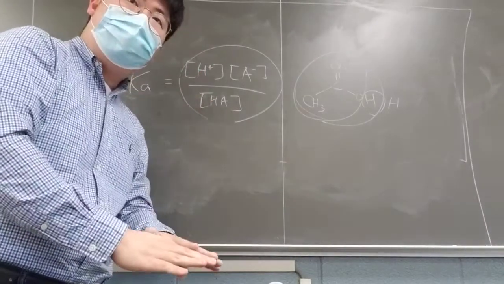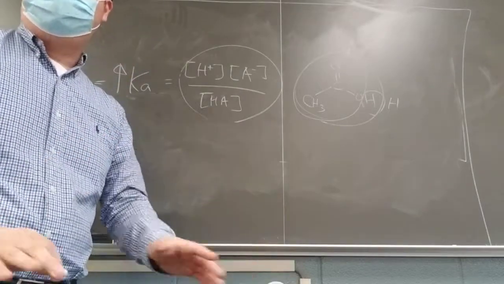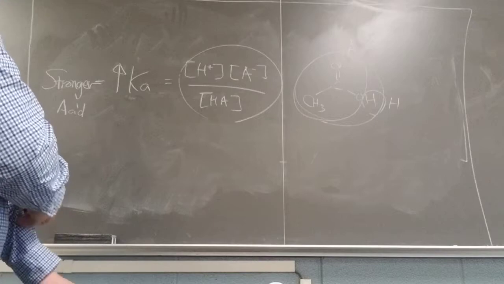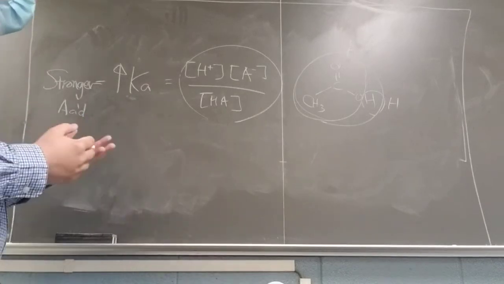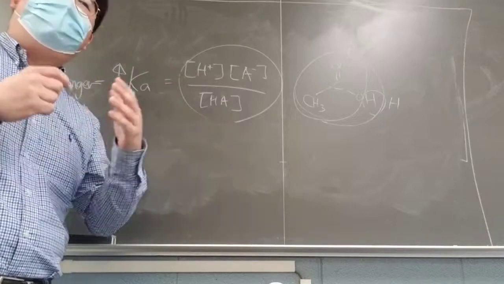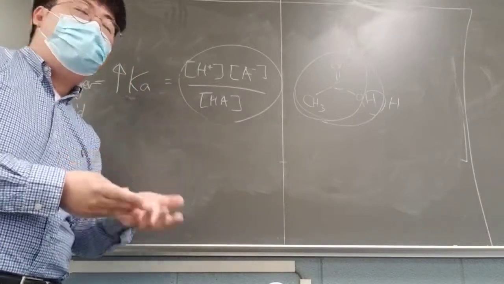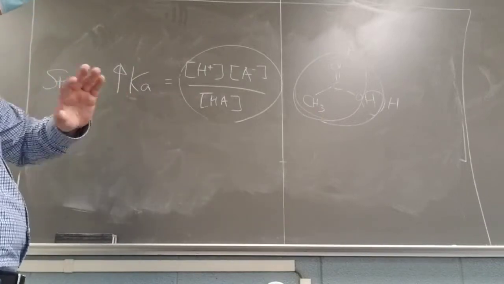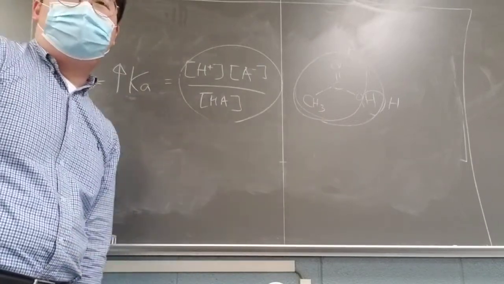If it's lower, it's a weaker acid. But for a weak acid, Ka is normally a very small number, like 10 to the negative fifth or negative 6. It's very small because it's not so strong. It only gives very small numbers of protons.